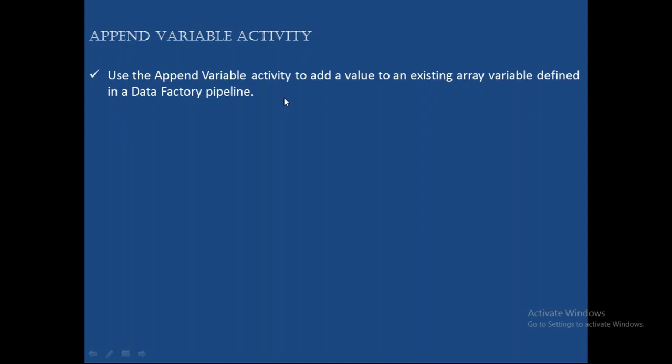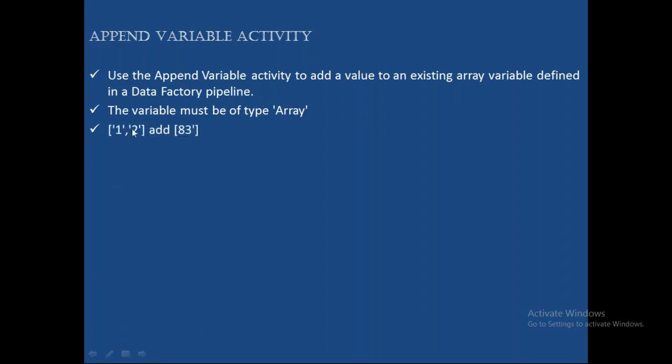For example, I have 1, 2. If I want to add 3, it will simply add, giving 1, 2, 3. So now I have 1, 2, 3 in my array. I want to add 4. When you add 4, it will become 1, 2, 3, 4. Understood? That's how append variable works. And the variable must be of type array. If you have a string, it can hold only one single string value.